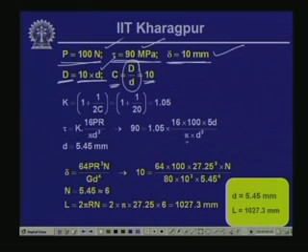or the mean diameter of the coil is equal to 10 times the diameter of the wire. Now, from the spring index C, we can compute the value of K, which is 1 plus 1 by twice C, and this gives us a value of 1.05.